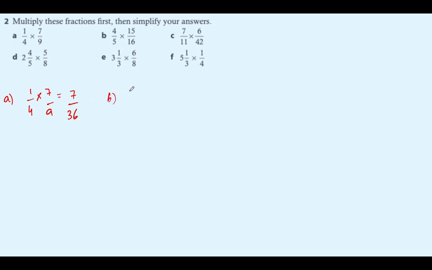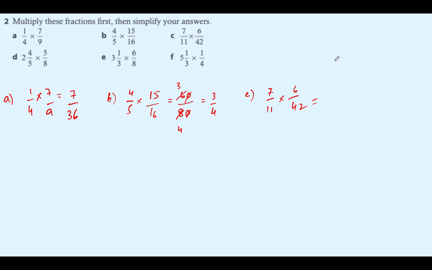This cannot be simplified further. That is why we are not simplifying it. Part B, it's 4 out of 5 multiplied by 15 out of 16. So when we multiply 4 by 15, we get 60, and 16 by 5 we get 80, and when we simplify, 0 and 0 cancel out, and 2 3s are 6 and 2 4s are 8, so we get 3 out of 4. Part C, it's 7 out of 11 multiplied by 6 out of 42.